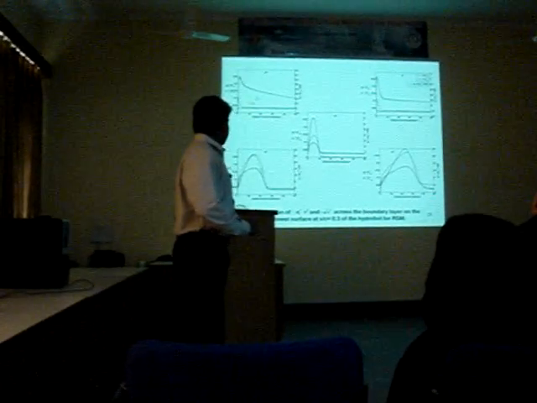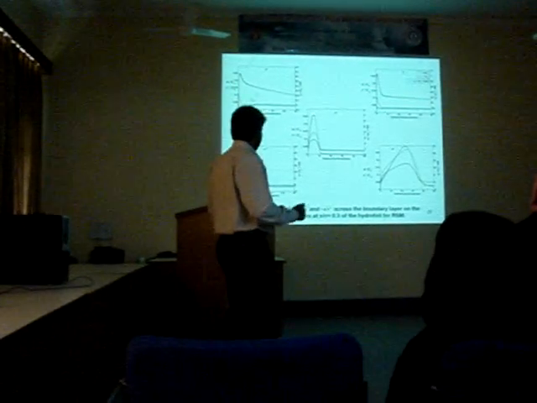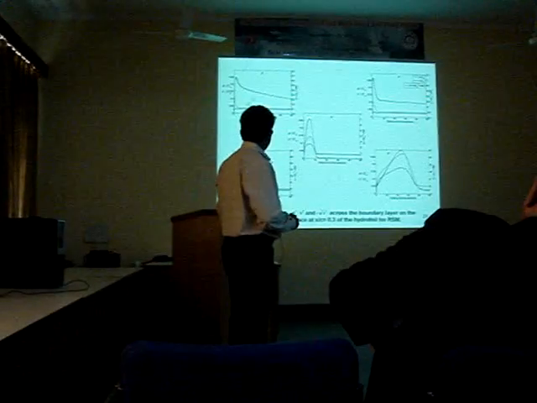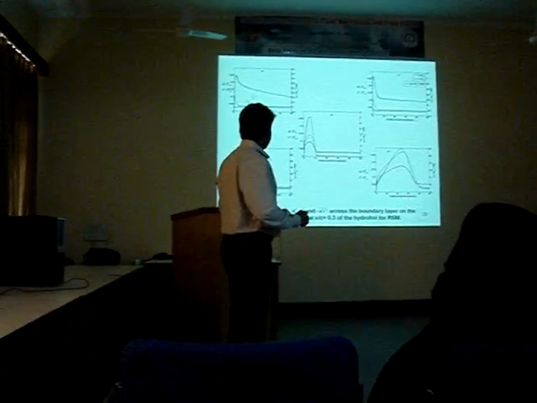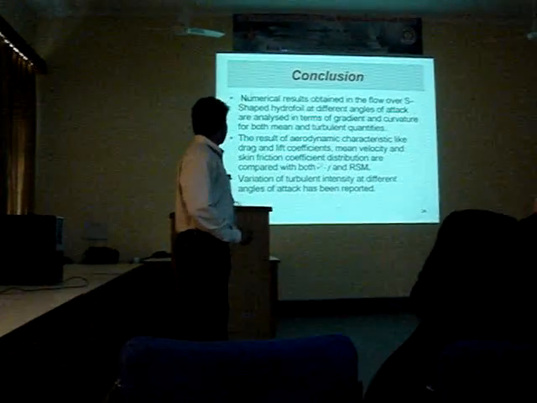This graph shows the variation of U prime, V prime across the boundary layer on the lower surface at X by C point, and the location of the peak is just away from the wall because there is a negative recirculation zone in this location.